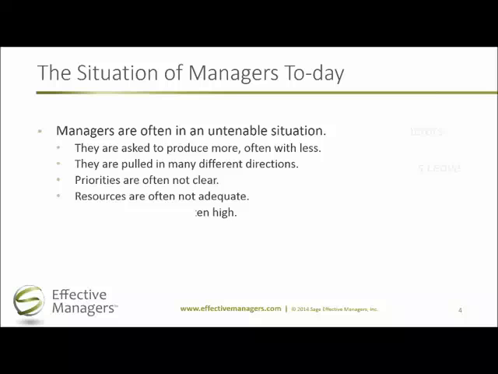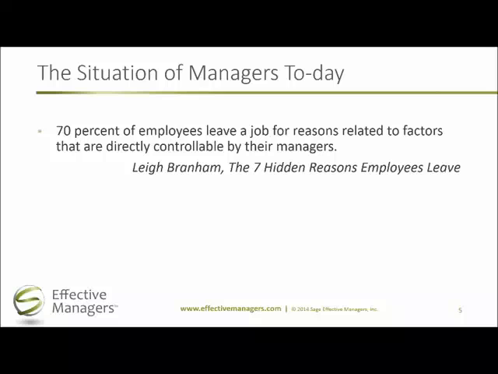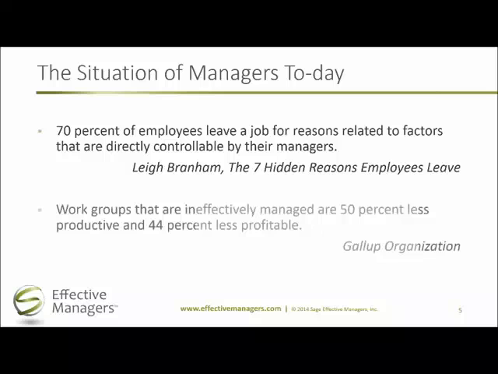And this really does matter. This is research that was done by Lee Branham in a book he published, The 7 Hidden Reasons Employees Leave. 70% of employees leave a job for reasons related to factors that are directly controllable by their managers. If you think about it, the manager is the most important relationship that one has in an organization, because that manager is the individual that delegates the work, provides the resources, gives the feedback, recommends compensation, and so on. So it's a critically important relationship.